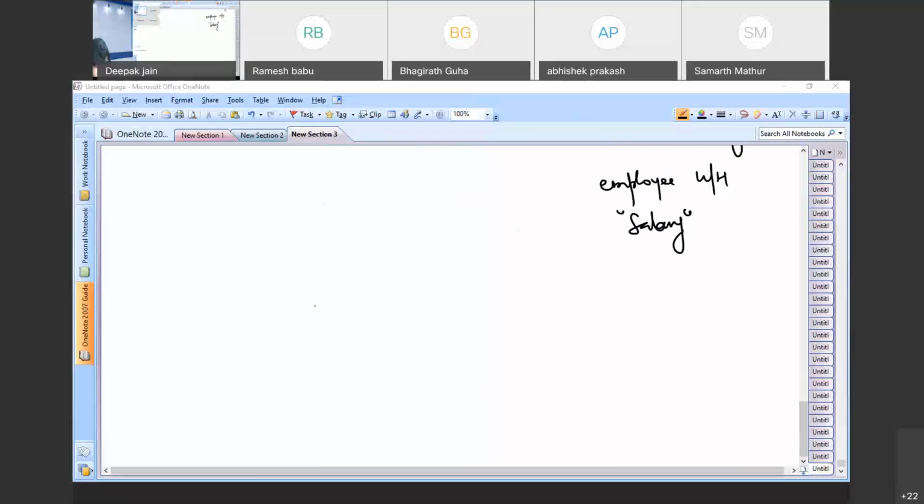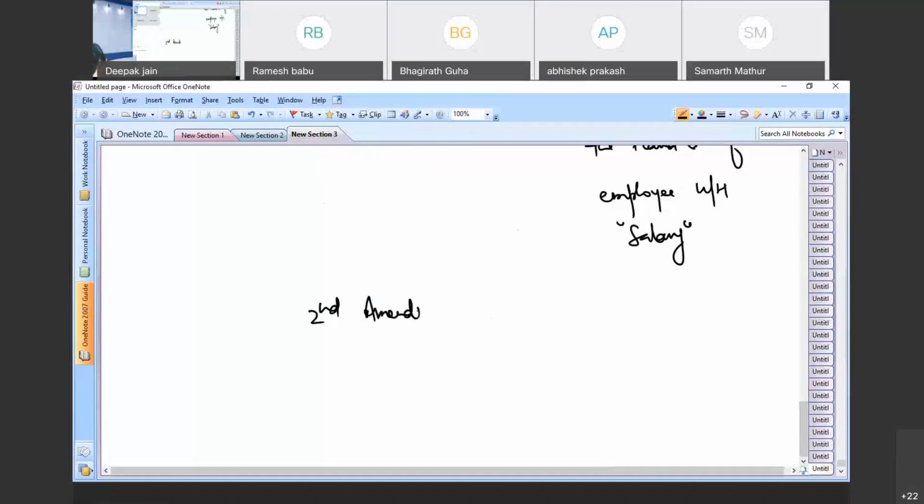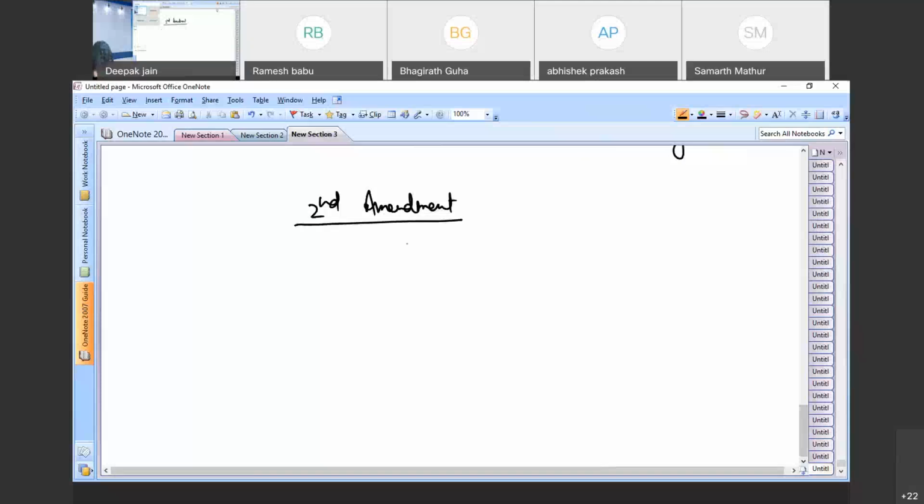Second amendment in income under the head salary. Important amendment. ESOP. Have you heard this name? Sure, sir. Employee stock option plan.